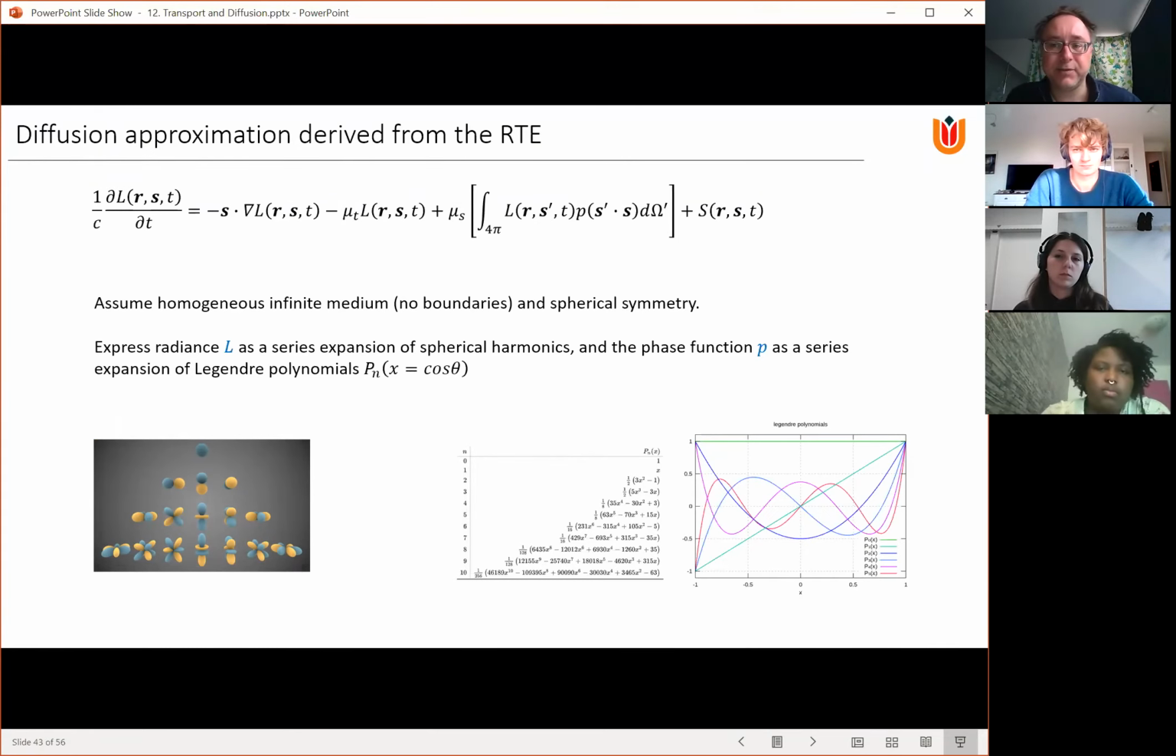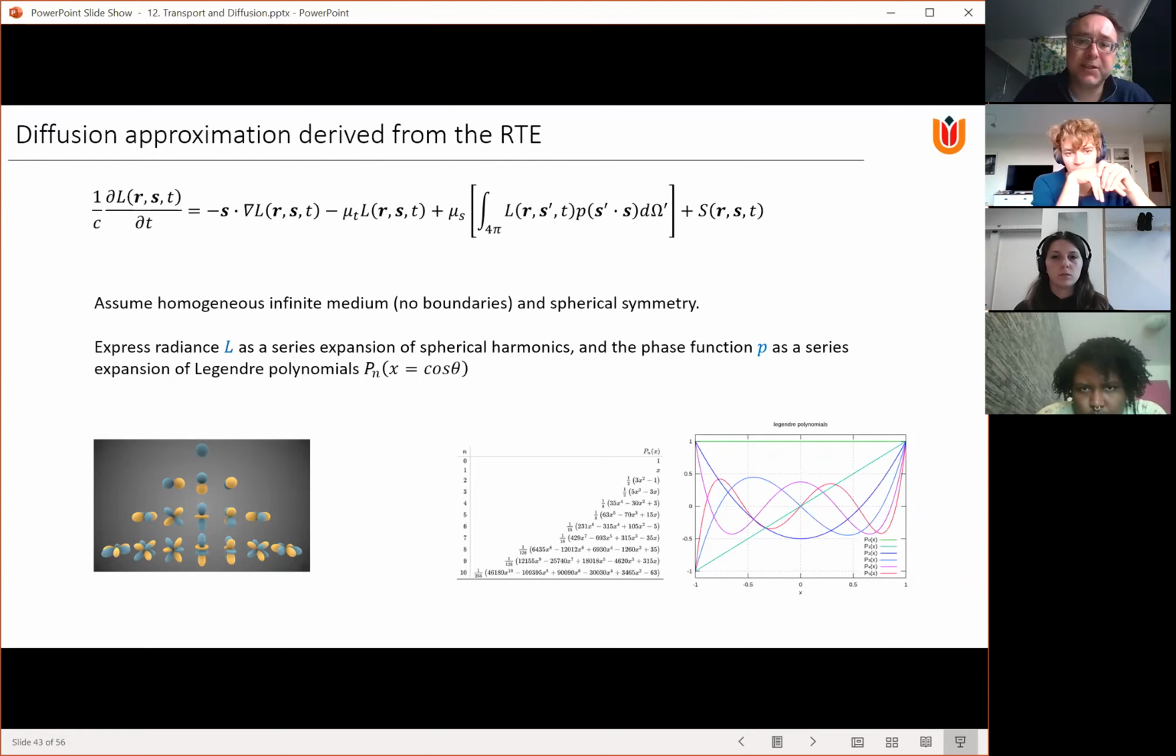So this is the transport equation again, just so that you remember how complicated it was. If you now assume that the medium in which we're trying to solve this is infinite in all directions, infinitely wide, we're somewhere in the middle, and it has complete spherical symmetry, so no inhomogeneities, nothing, everything is completely spherically symmetric, what we can then do is make a series expansion of all the terms in here.